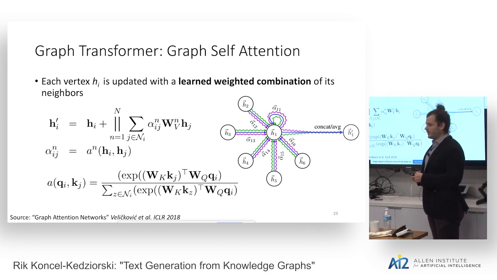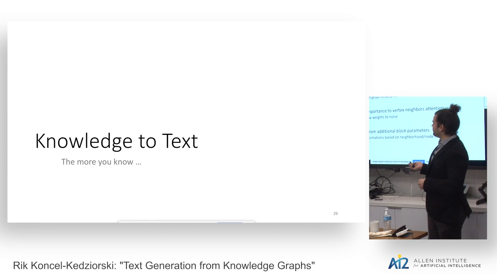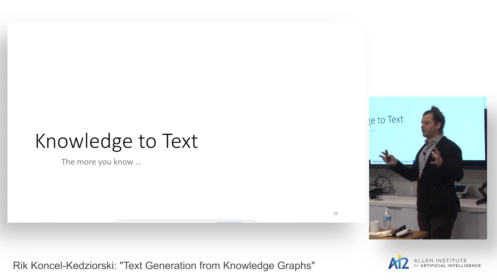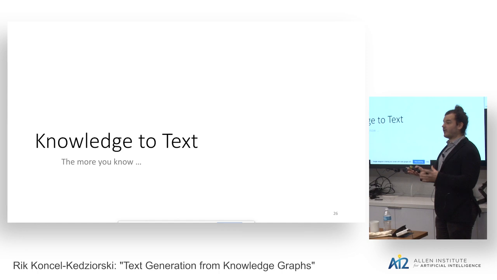The loss function is dependent on the task. So this is going to go into an end-to-end system, which I'm about to describe. And the loss of whatever task we're attempting here will backpropagate all the way into the parameters of the graph attention network. I'm sorry, the graph transformer.